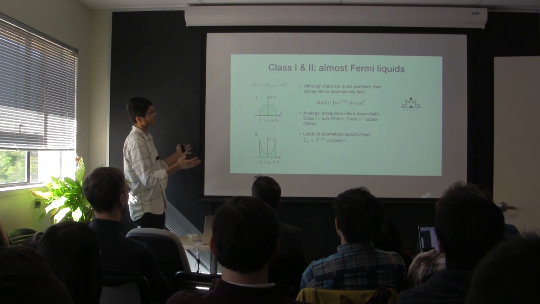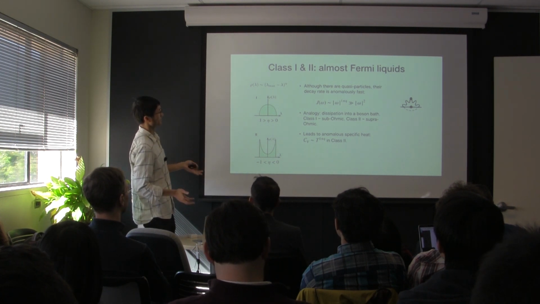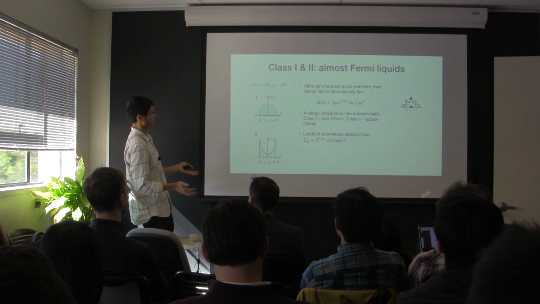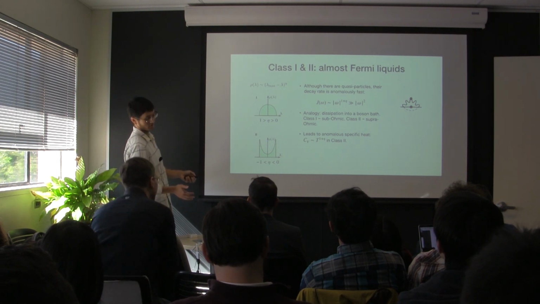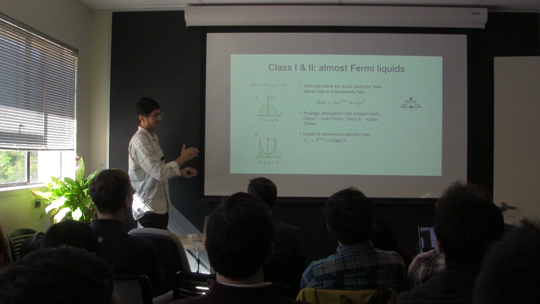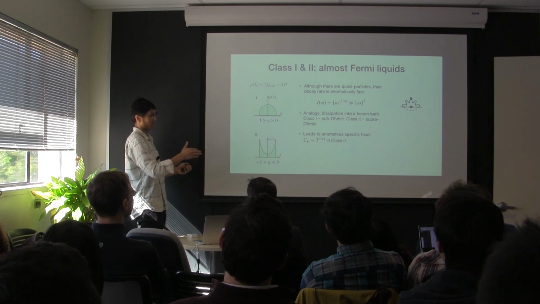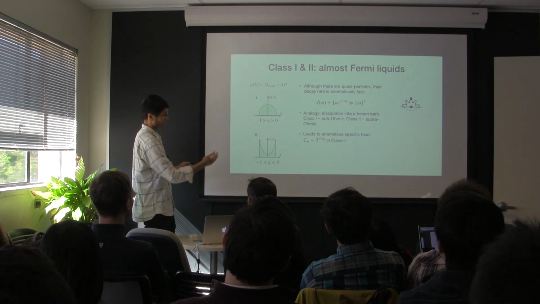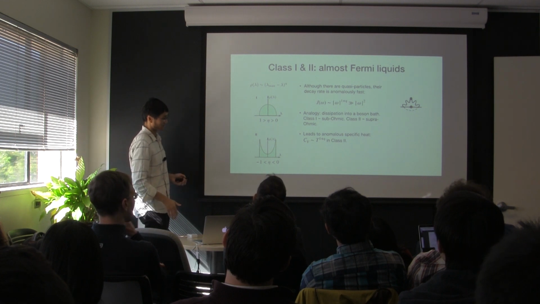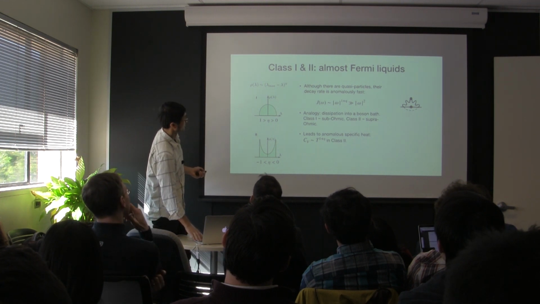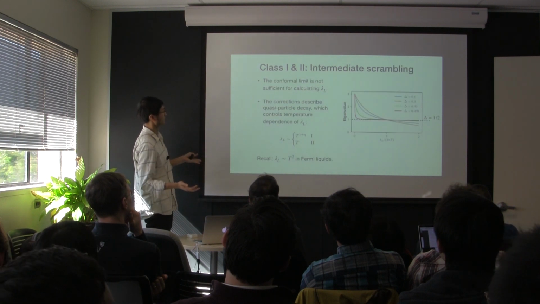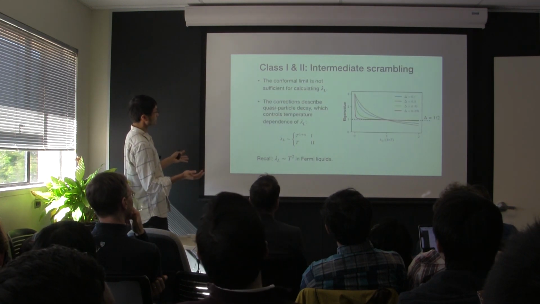And this has some consequences. For example, it leads to the anomalous specific heat in class 2. You can show that it's not linear in temperature as usual. It's parametrically larger than linear in temperature at low temperatures. So this also has consequences for scrambling.